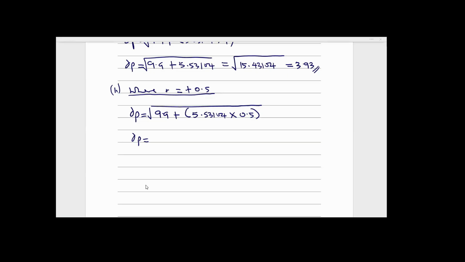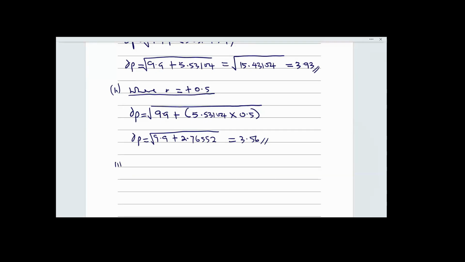So here will be 9.9 plus 2.76552. Add it up and give me the square root. That gives 3.56. 3.56 is the final answer.